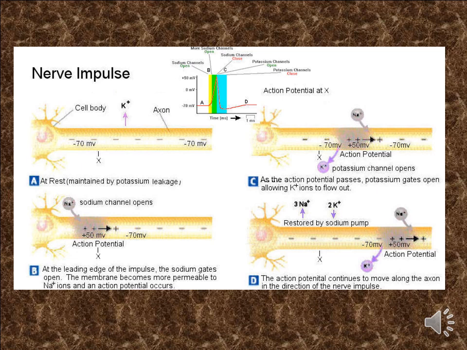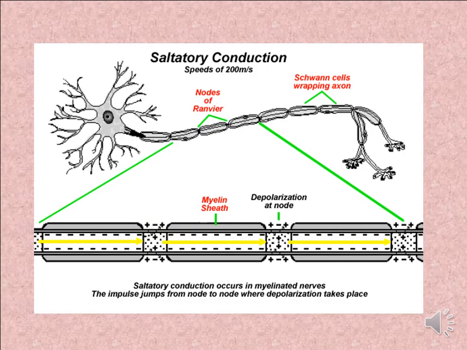This figure shows how the nerve impulse goes from outside to inside. The inside of the cell is minus 70 millivolts, the outside is more positive, and it changes from positivity to negativity to positivity, with formation of the impulse and return to its position. We have saltatory conduction in the myelinated nerve. The impulse jumps from node to node where depolarization takes place.